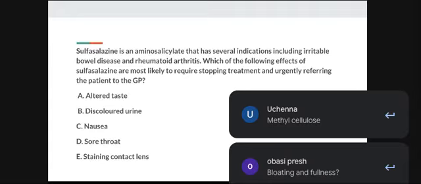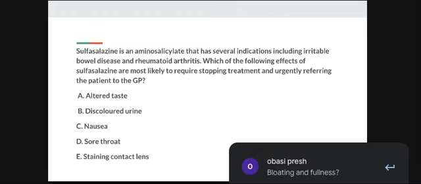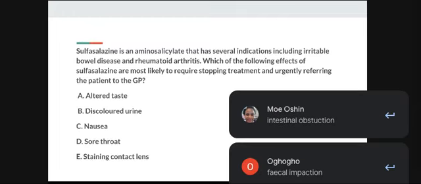Why do we need patients to take adequate fluid with Fibogel with bulk laxatives? Does anyone know? Yes, because of the risk of intestinal obstruction. Thanks, Moe. Because of the risk of intestinal obstruction.